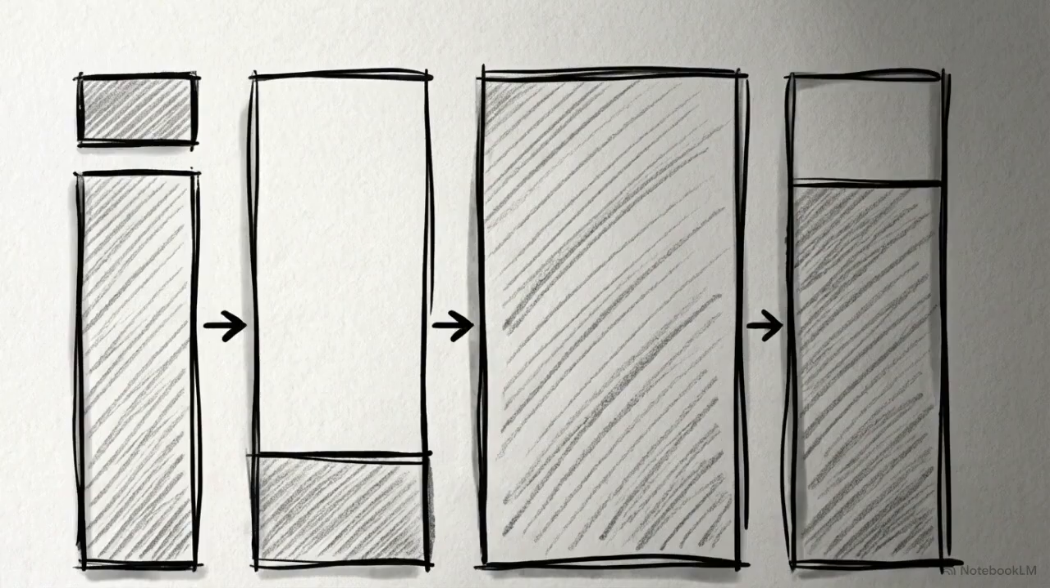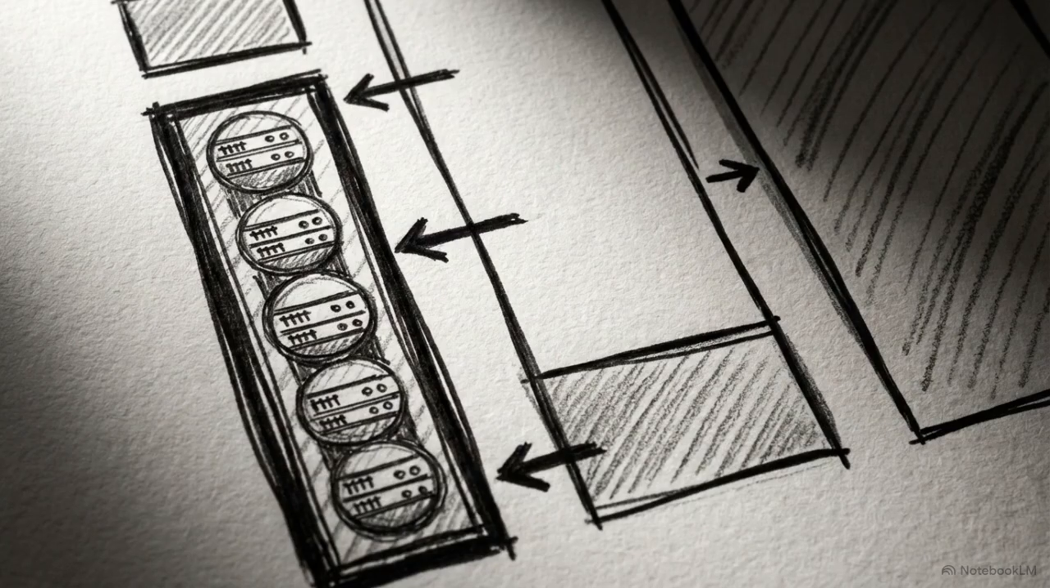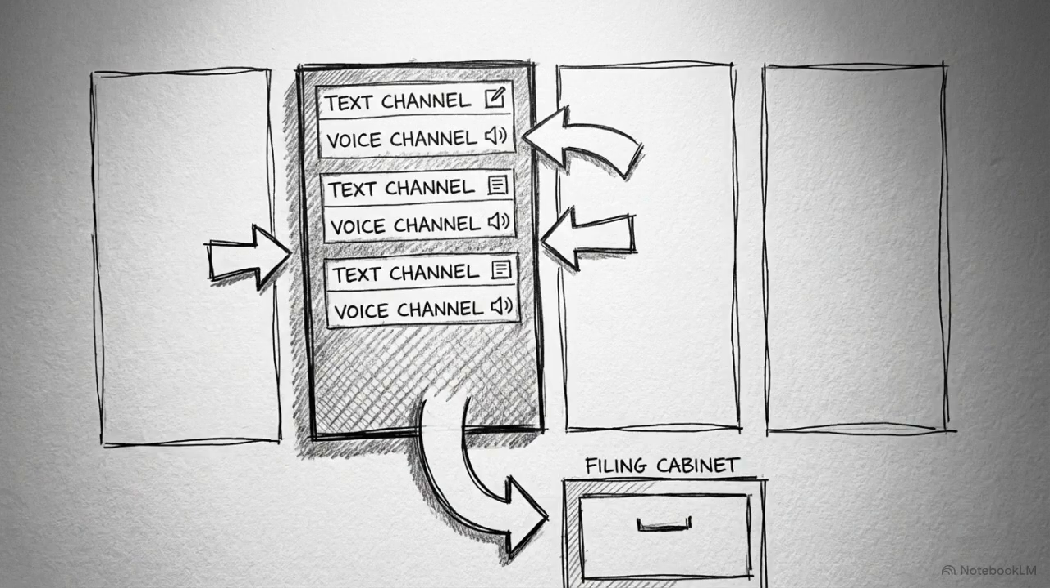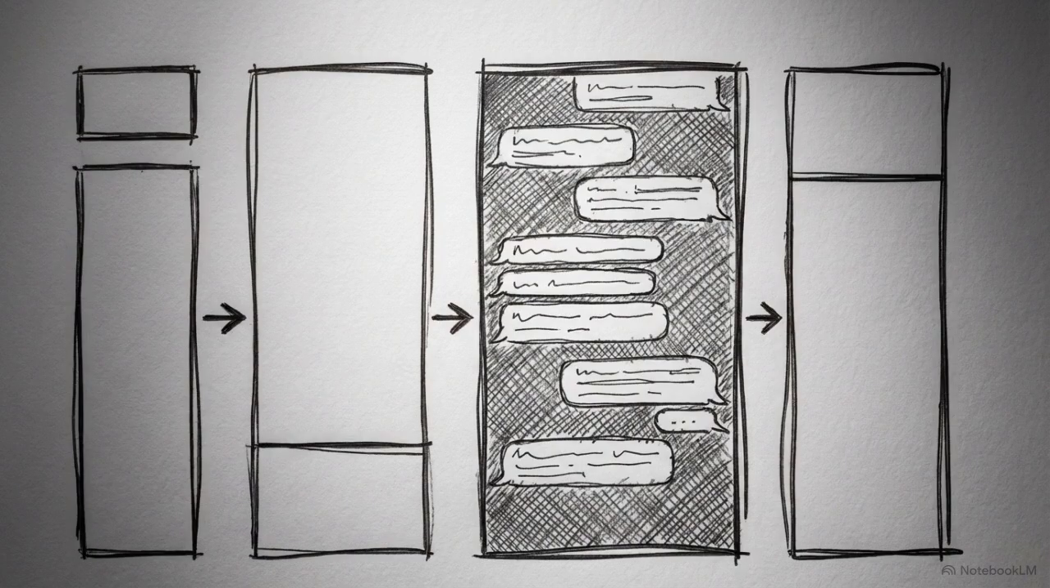While the interface might look busy, we can organize it by dividing the screen into 4 distinct vertical blocks. On the far left, you have Block 1, the Servers column. This is your main directory. Look here to locate and select the IIT ID logo to ensure you are inside the alumni network. Moving right, Block 2 is the Channels column. Think of this as the filing cabinet for the server, where specific topics and conversations are sorted.